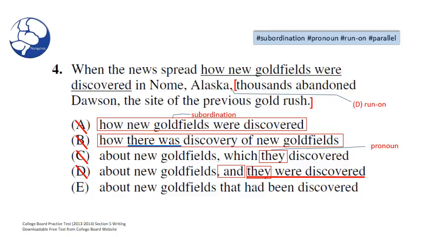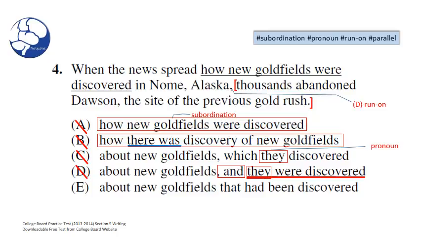In this sentence, we have three clauses. The first clause is "when the news spread about new goldfields." Now this clause is called a dependent clause. How do we know that it's a dependent clause? Just look at the word "when." "When" is a subordinate conjunction. A subordinate conjunction creates dependent clauses. That was great, Anthony's listening.